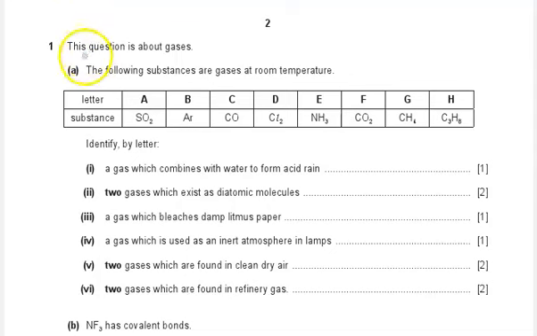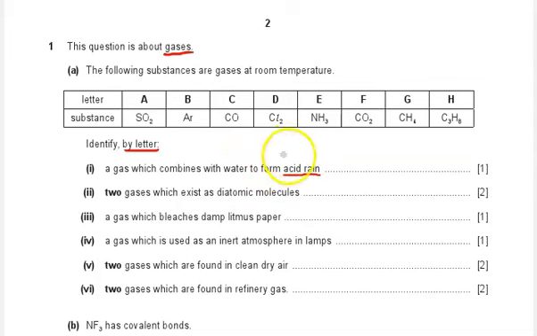Okay, first question here. This question is about gases. The following substances are gases at room temperature. Letters A to F are all the substances here. Identify by letter, so they want you to answer by letter. A gas which combines with water to form acid rain.